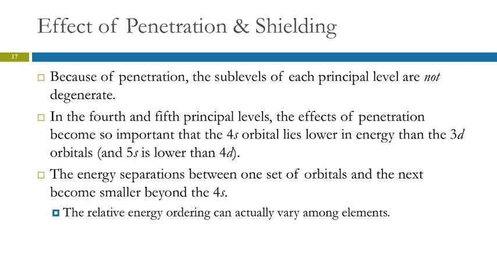So the sublevels are not degenerate. So we've got the s has better penetration, so lower energy, and then p, and then d, and then f. And the f orbitals have the poorest amount of penetration. When we get higher in the principal energy levels, the fourth and the fifth levels, the effects of the penetration become so important that the 4s orbital is actually lower in energy than the 3d orbital. And the 5s is lower than the 4d. And so we get this overlap, this mixing up, in a sense, of these different orbital energies.